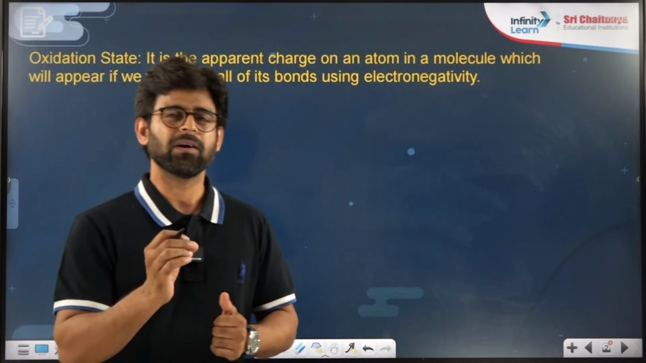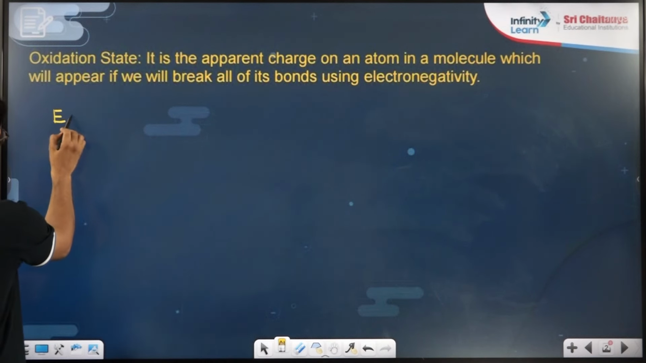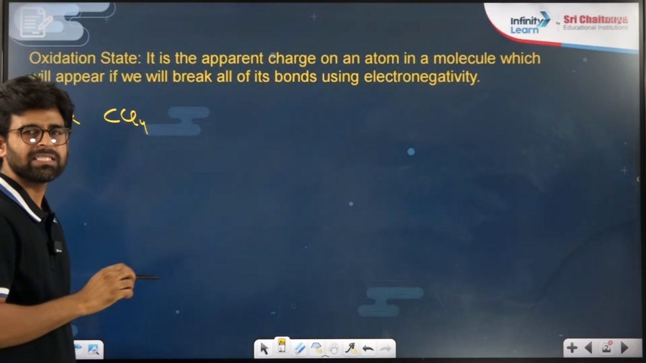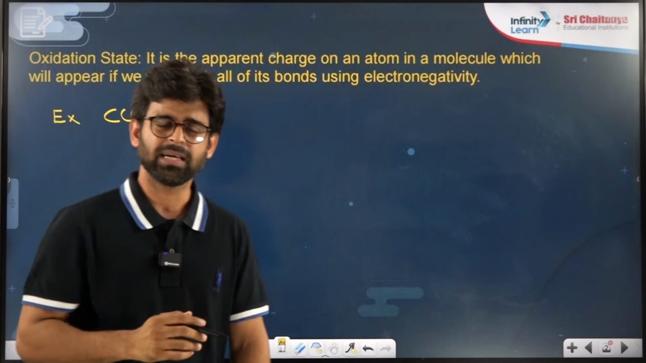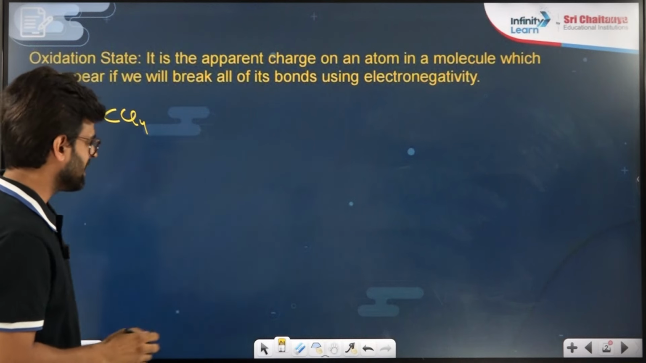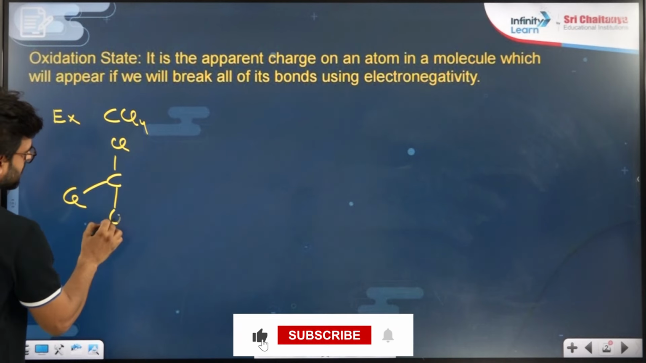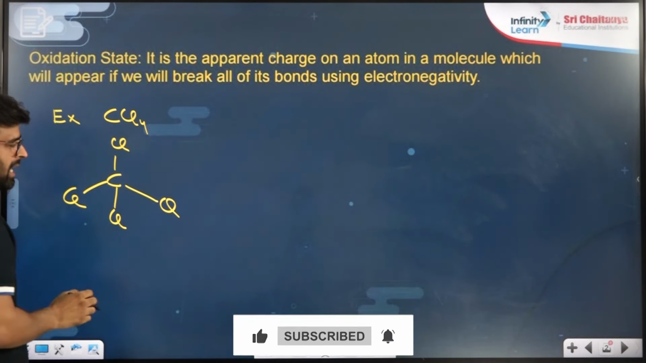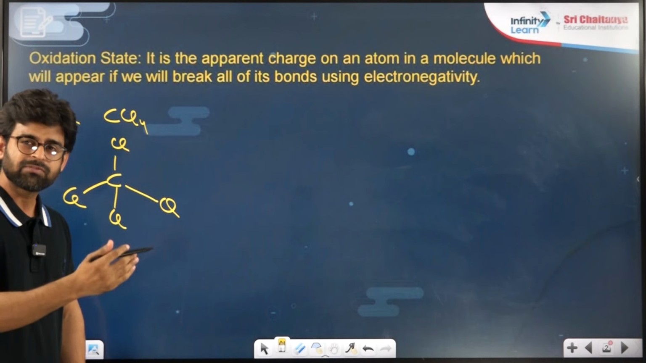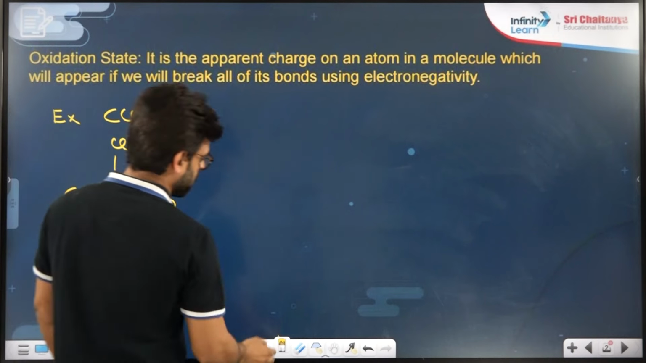Let us see the first basic example, which you can understand easily, right? Imagine we have CCl4. So how can we do this question? How can we find the oxidation state of carbon using structure, right? If I know the structure, this is carbon here, this is chlorine here, chlorine and chlorine, right? So I want to break the bonds. I will break all the bonds of carbon and I will give +1 and -1 according to the electronegativity of the elements, right?